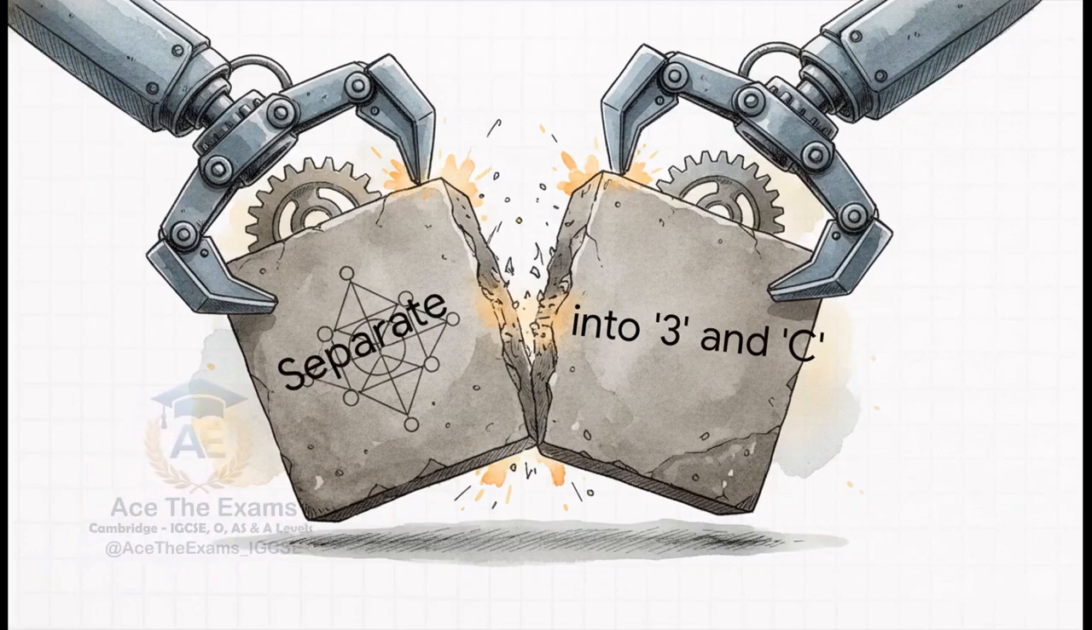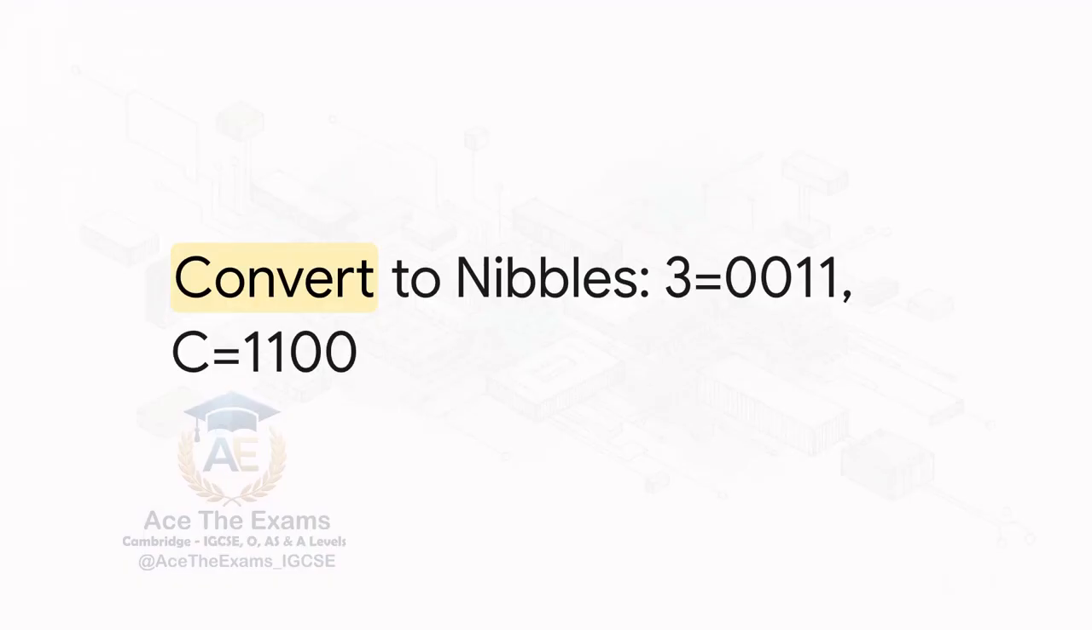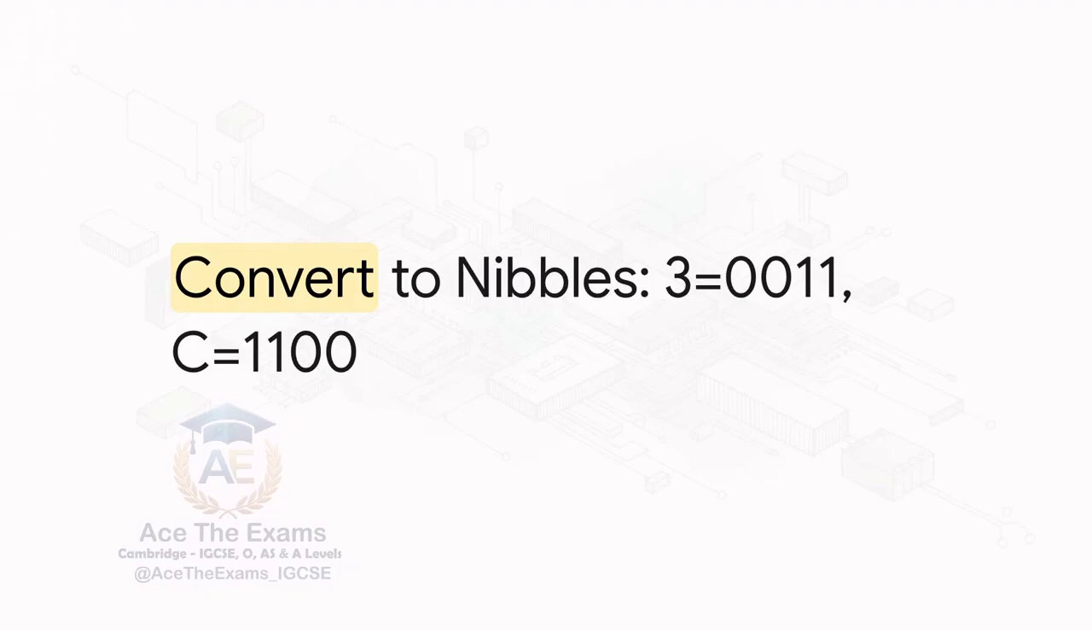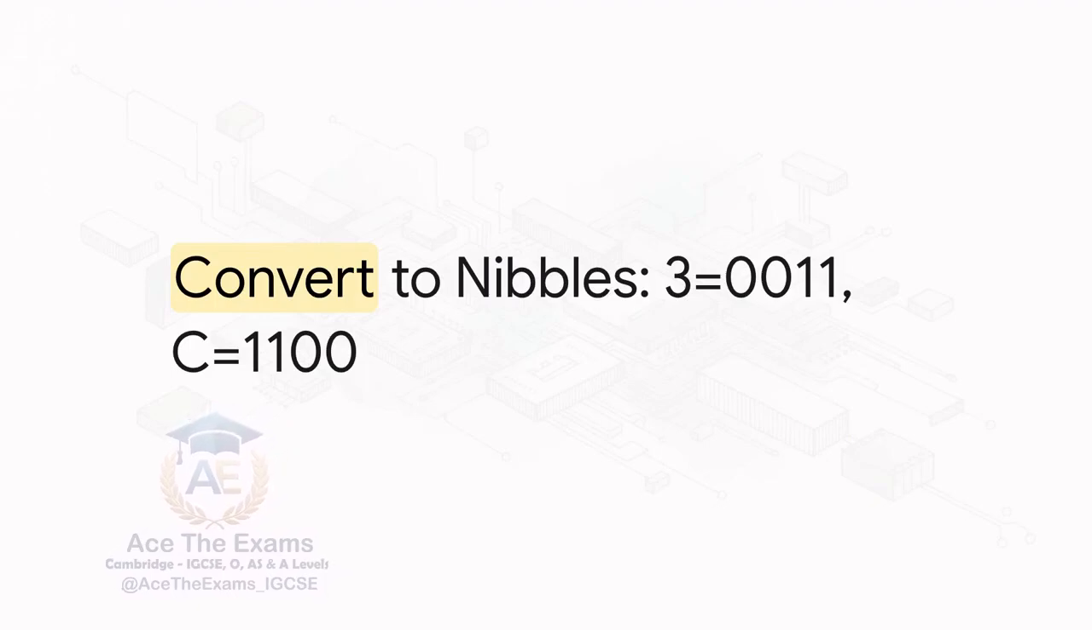Do not, I repeat, do not try to solve the whole thing at once. Isolate the digits first so you don't overload your brain. All right, on to step 2. Pause for a second and think back to that mapping table we just looked at. What is the 4-bit binary nibble for 3?